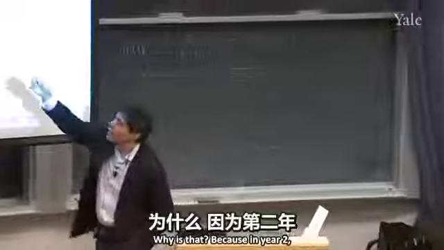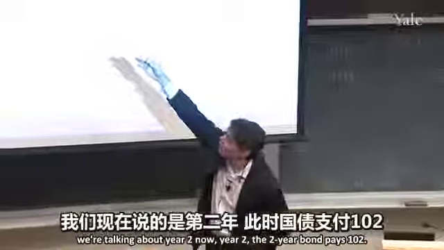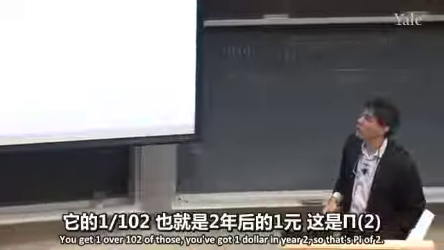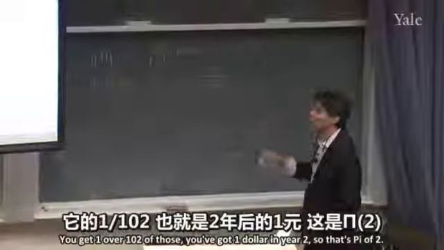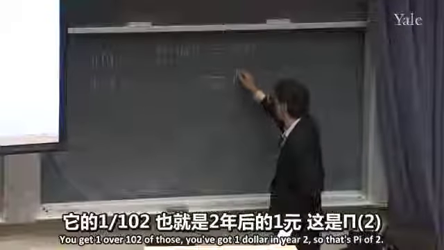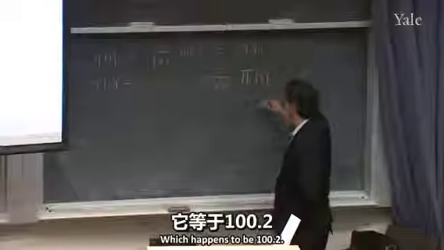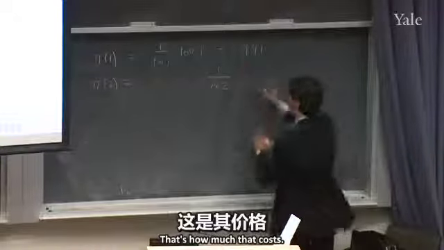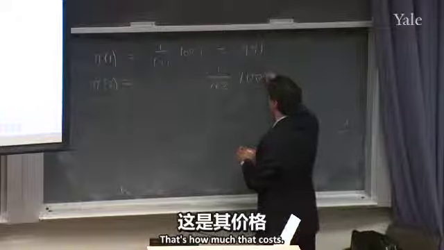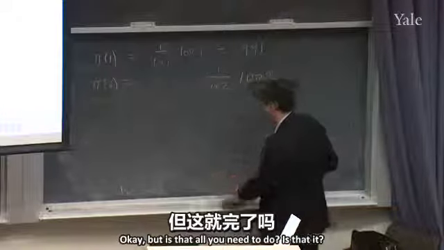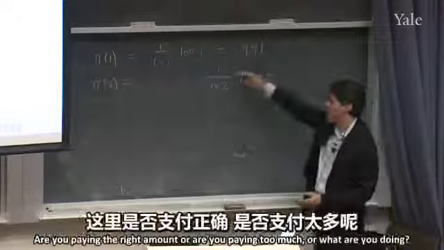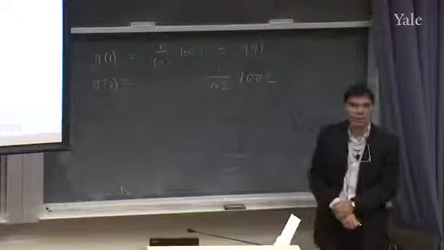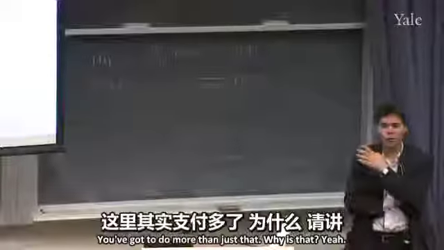Why is that? Because in year 2, the 2-year bond pays 102. If you get 1/102 of those, you've got $1 in year 2. So that's pi of 2, which happens to be 100.2. That's how much that costs. But is that all you need to do? Are you paying the right amount? Are you paying too much? You've got to do more than just that.